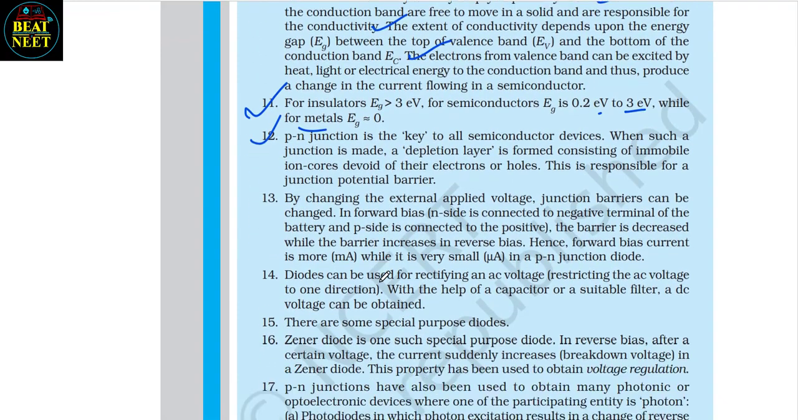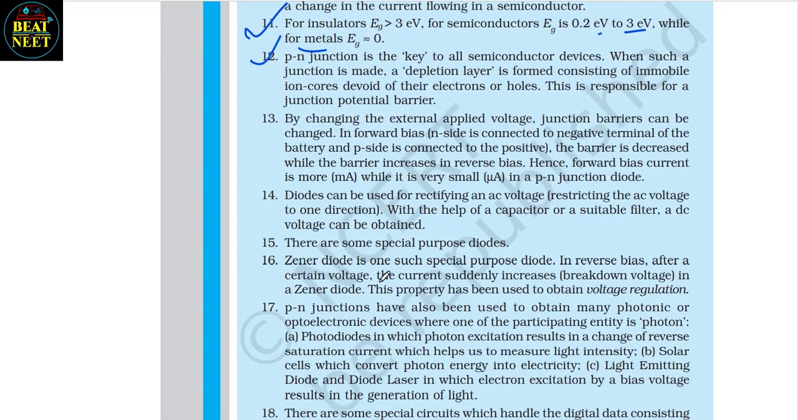Number 12, PN junction is the key to all semiconductor devices. When such a junction is made, a depletion layer is formed consisting of immobile ion cores devoid of their electrons or holes. This is responsible for a junction potential barrier. Number 13, by changing the external applied voltage, junction barriers can be changed. In forward bias, N side is connected to the negative terminal of the battery and P side is connected to the positive. The barrier is decreased, while the barrier increases in reverse bias. Hence, forward bias current is more, while it is very small in reverse bias in a PN junction diode.